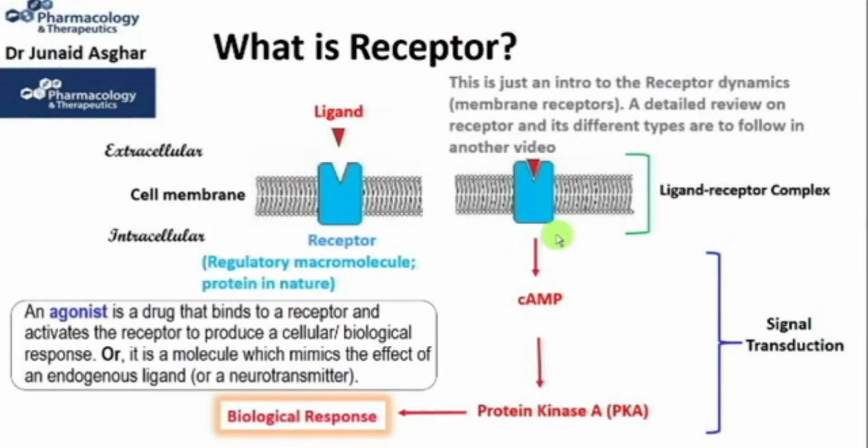So let me briefly introduce the term antagonist here. Antagonists are the drugs which will block the binding of an agonist to the receptor and will counteract the effects of the agonist. We shall cover this concept later on in another video.